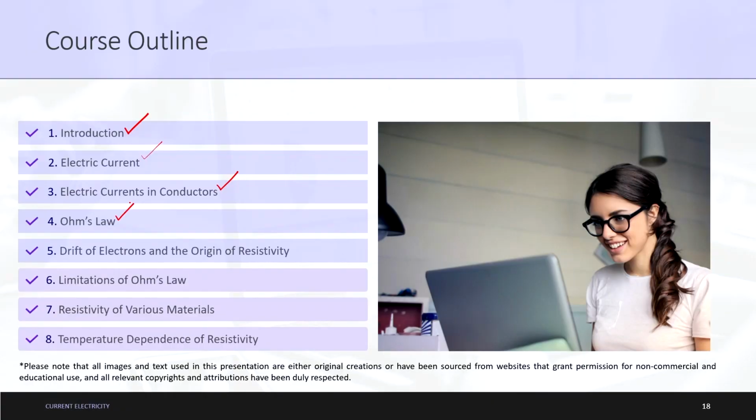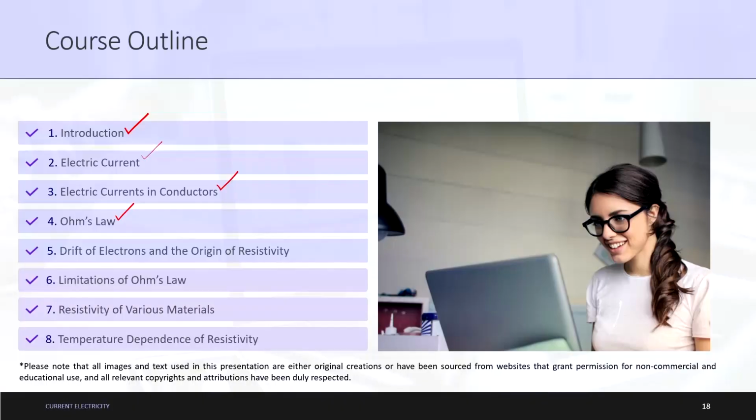Finally, in the Ohm's law concept, we understood the relation of V with respect to I, what resistivity is, what the matters are on which resistivity depends, what the value of capital E is, and the relation of E with J, rho, etc. What is resistivity, what is conductivity, etc. That was the conclusion of the previous lecture. Today we will start with the fifth point, that is drift of electrons and the origin of resistivity.